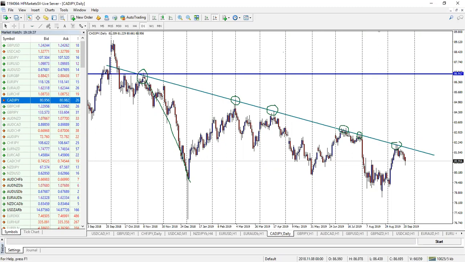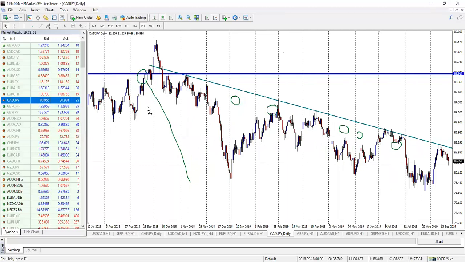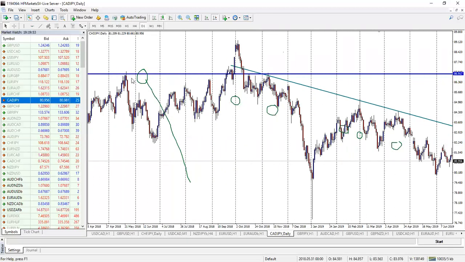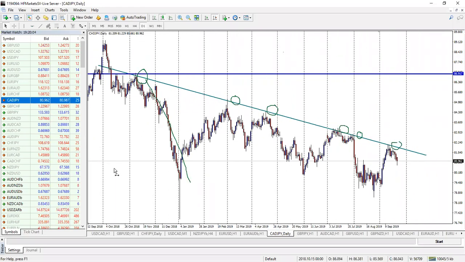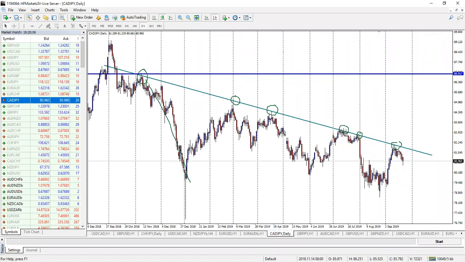And now you can see just at the resistance, remember there is this rejection here and another one there. So this rejection here makes this one another resistance. And if we go back, you can see there was another rejection there. So it's obvious that this area here is a resistance. Now, look carefully at this one, guys.